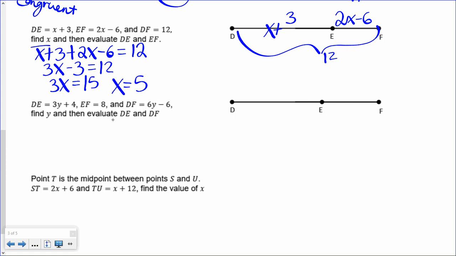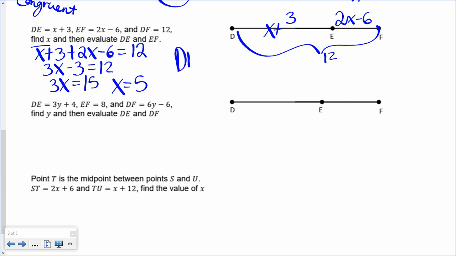Evaluate the measure of segment DE and the measure of segment EF. Remember, when it doesn't have the little thing above it, it means measure of segment blah blah blah. So I want you to evaluate the length of each of those. How would I do that? Plug it in. Exactly. We just got x. We're going to plug it into the expressions that they gave us, and that will give us the measure.